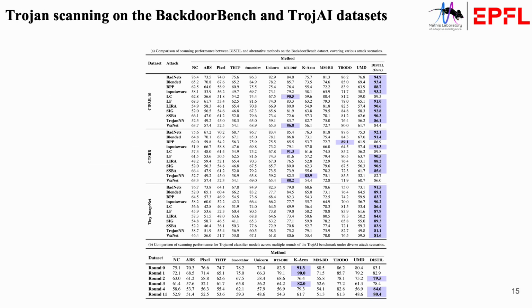We compare this scanning performance with several baselines. Tables A and B summarize results for scanning Trojan classifiers on BackdoorBench and the TrojAI datasets, highlighting DISTIL's effectiveness on the scanning task.